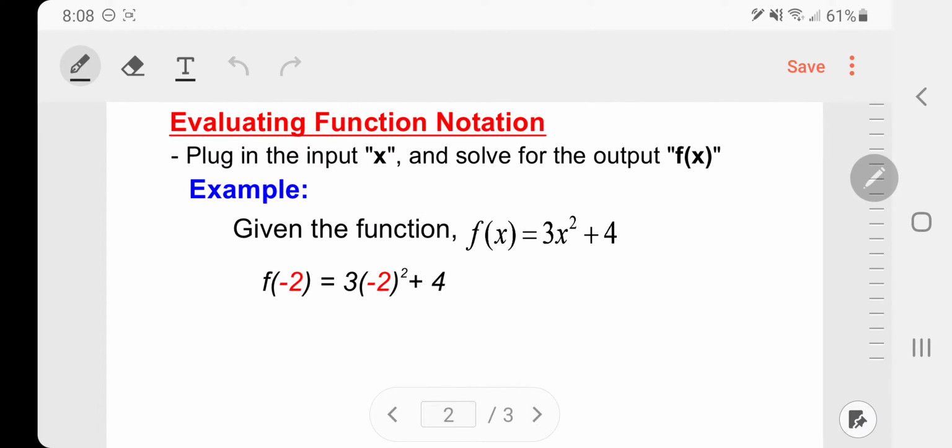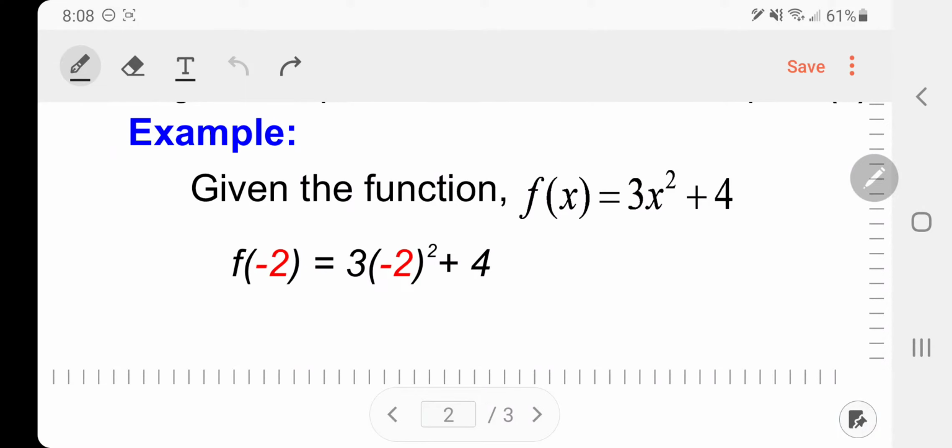Alright, so evaluating for function notation. In this case, we are plugging in the input x value, and we're solving for our output, which is our f of x value. Okay, so here I gave us the function f of x equals 3x squared plus 4. We have a quadratic function. We can tell that because it's to the second power. Alright, and I am asking for f of negative 2. So as you can see, if you're given a function and the input of negative 2, I'm going to plug in negative 2 wherever I have our independent variable, in this case our x.